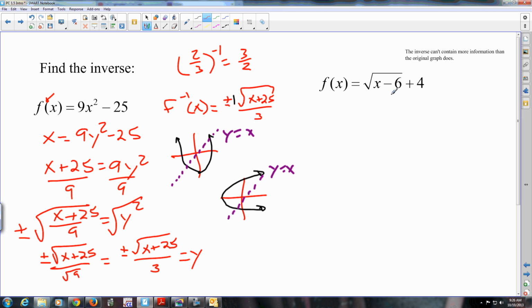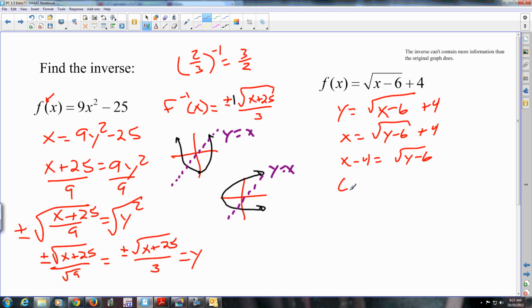Okay, going for this one. Pretend you got a y: the square root of x minus 6, plus 4. Switch your x and y. Subtract the 4. Square both sides.